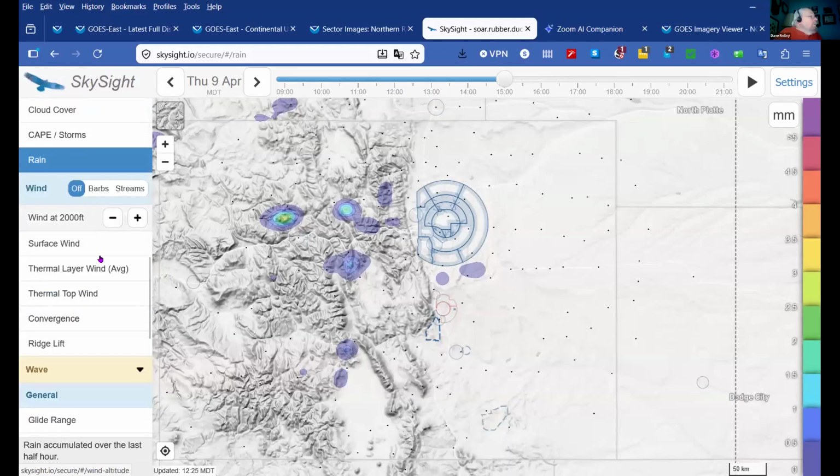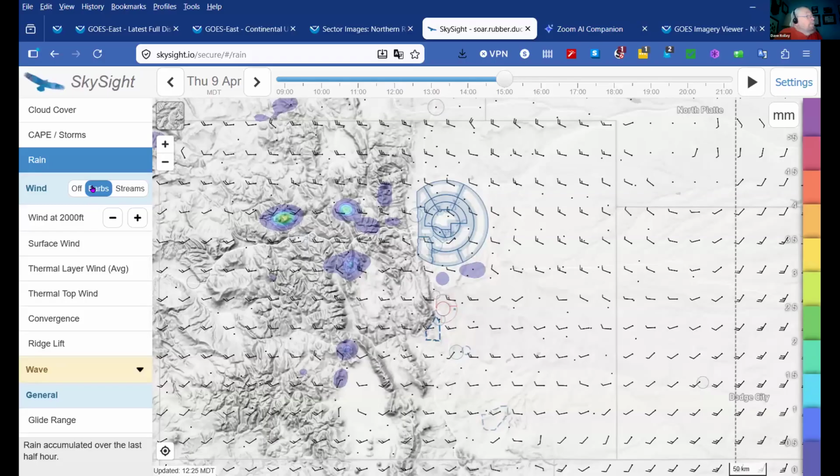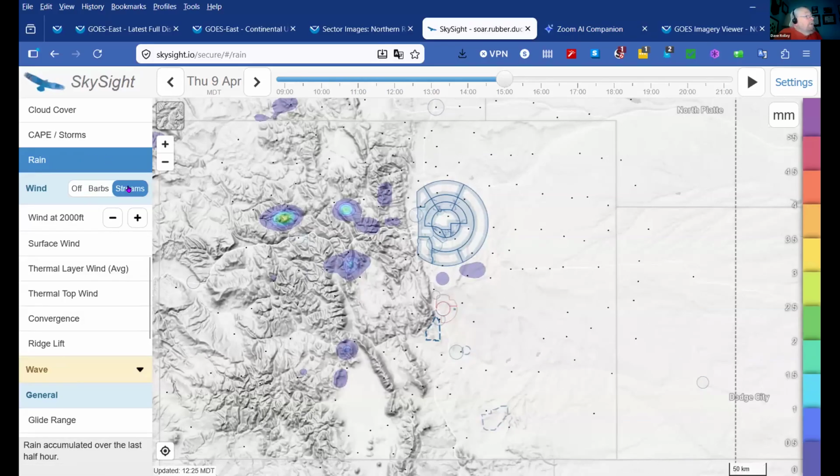Let's wander off into wind. So you can put your wind presentation on screen with different representations. So I put it on with wind barbs. I'm still showing the rain category. Or you could put it on with streams. And I'm not going to hang on this one too long. It takes a while to develop all the streams, but this will actually put a little motion stream on there. Or you can turn the wind presentation off and just look at the data.